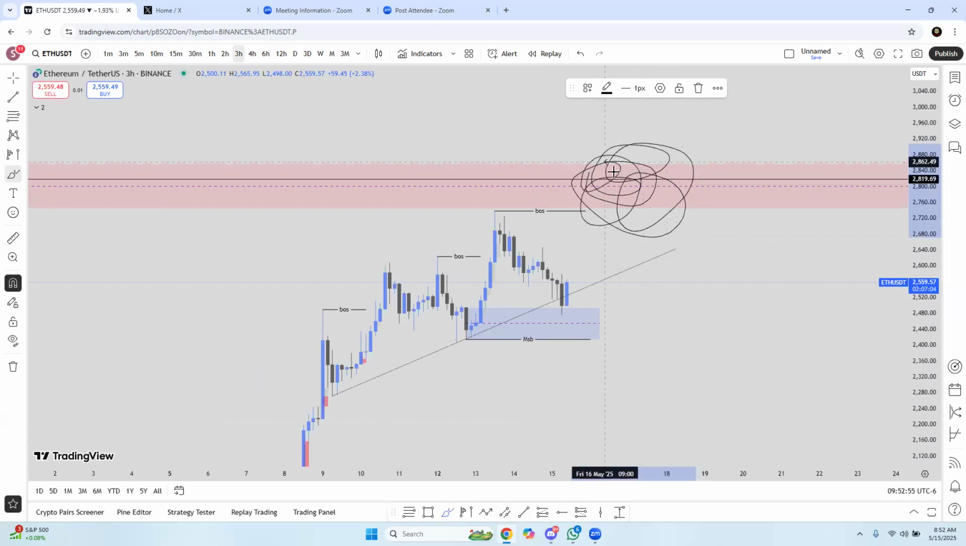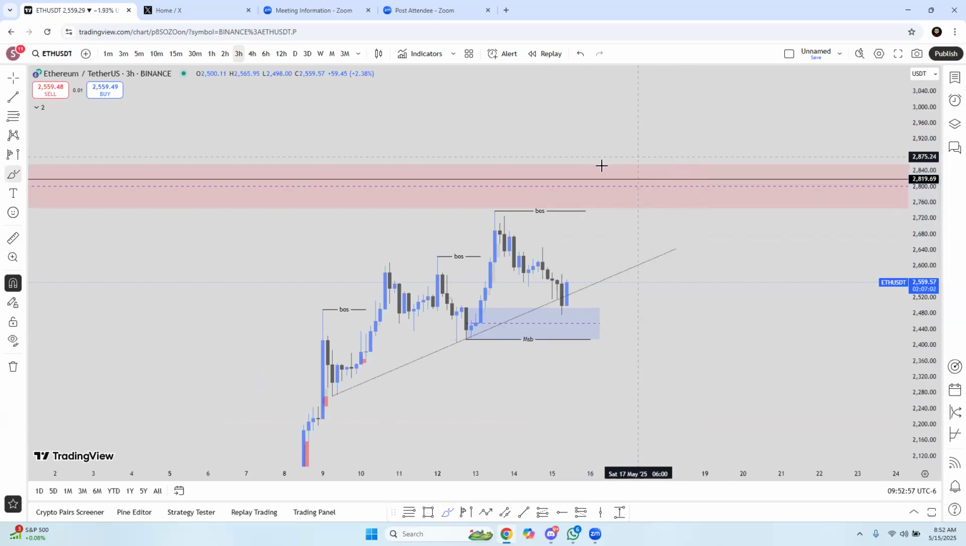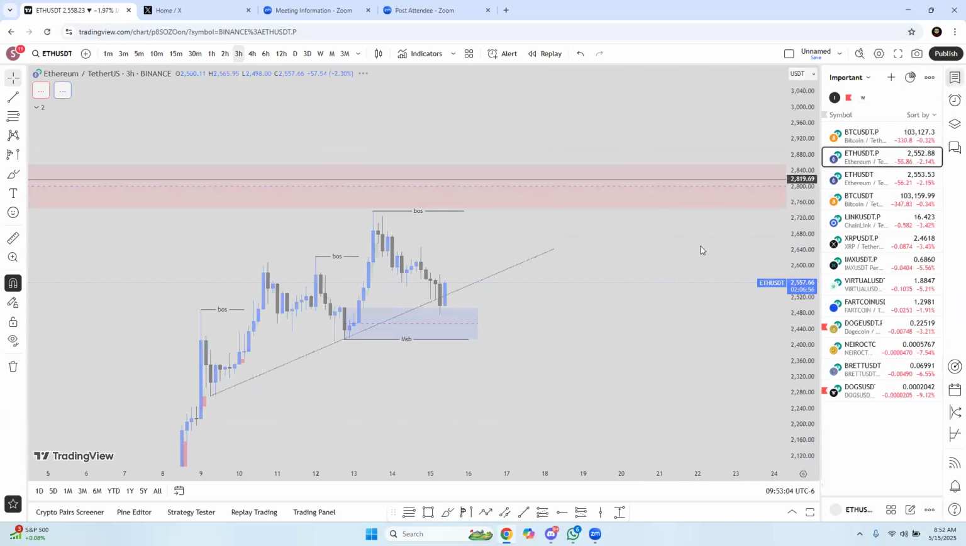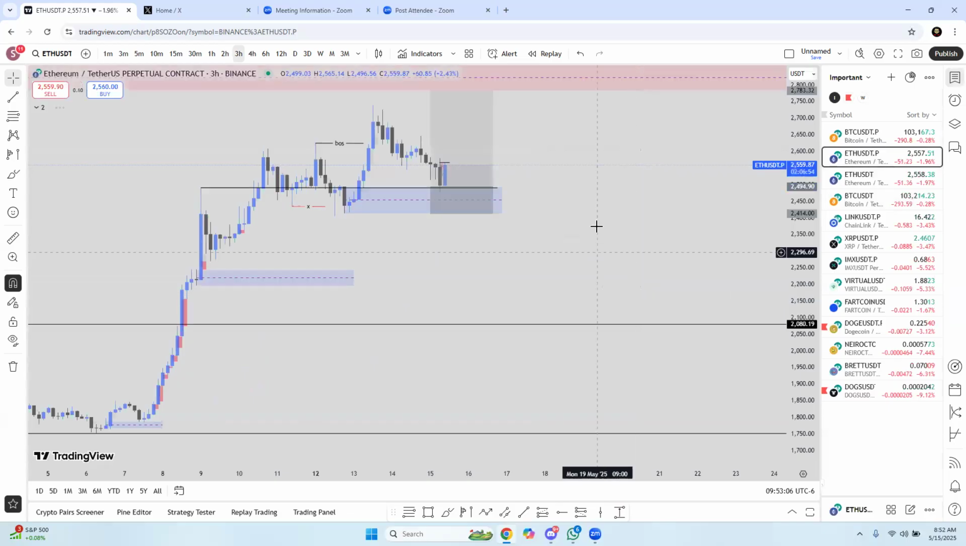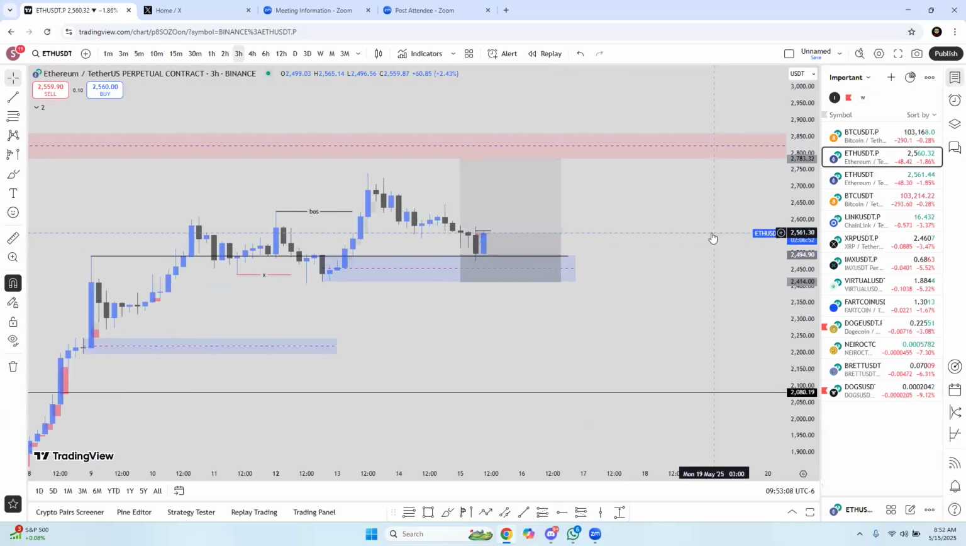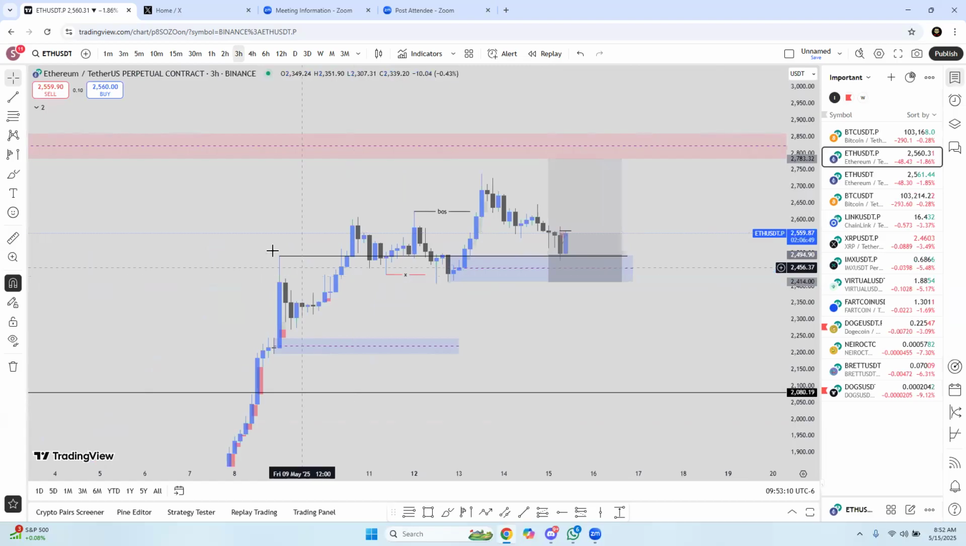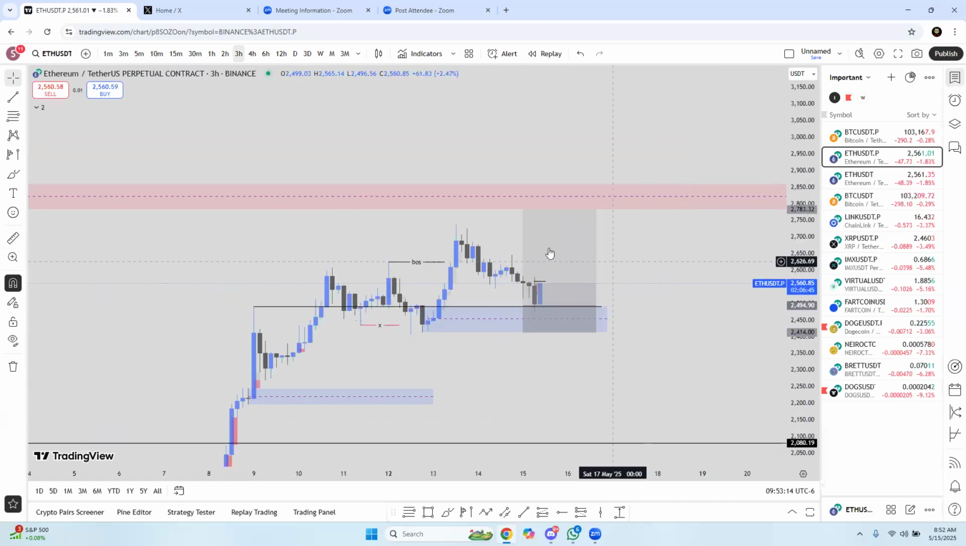This is an important zone. If someone is holding some Ethereum, this is the area where you will get out. So Ethereum is this one. I explained my setup here. This is the setup. This is a previous higher high. It tested that, and then boom, it's going up.